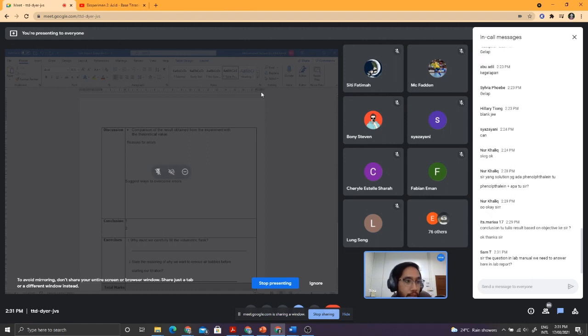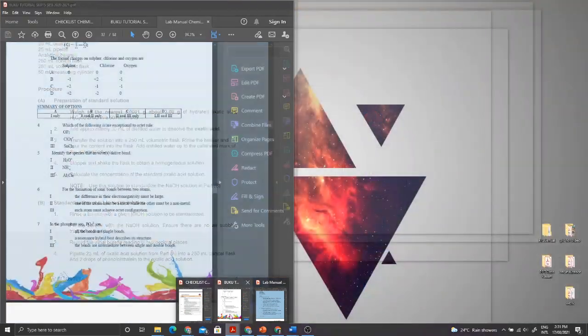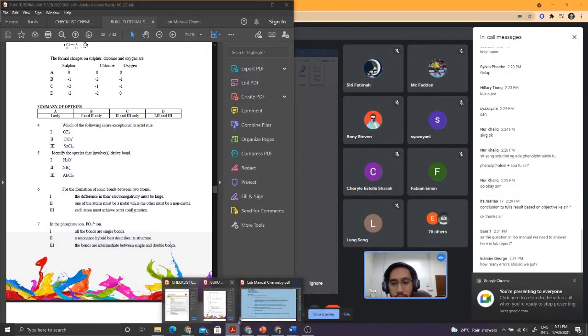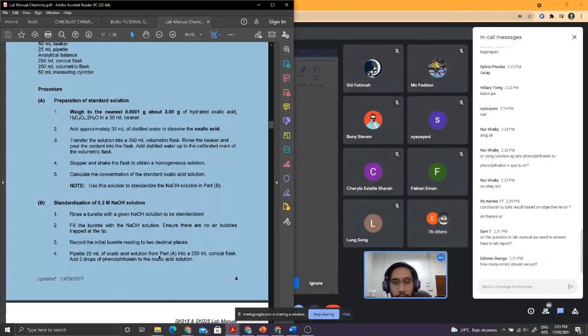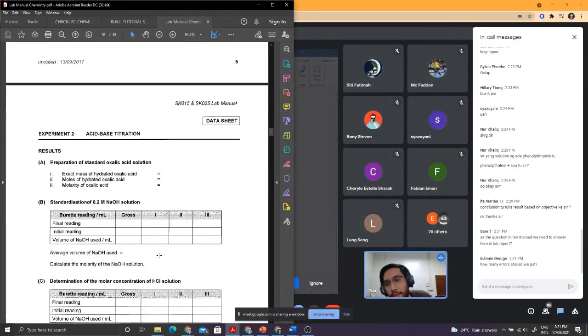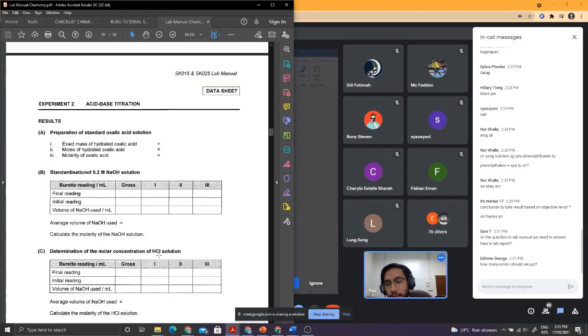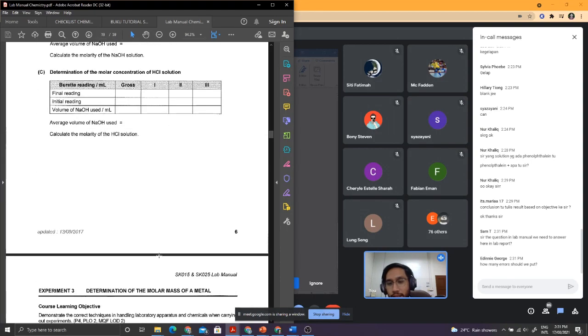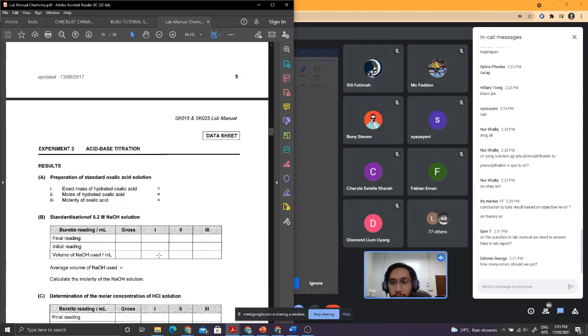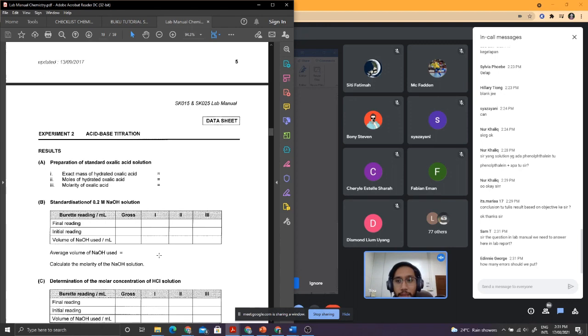Tapi macam biasalah, kita akan masuk ke dalam. Okay, untuk lab manual, you guys tak perlu nak answer lah dalam lab report ni. Lab report ni apa yang you guys buat je. So kalau you guys tengok dalam lab manual, dia ada bagi tahu kan standard oxalic acid solution apa semua tu. It is basically apa yang dah ada dalam lab report punya template.